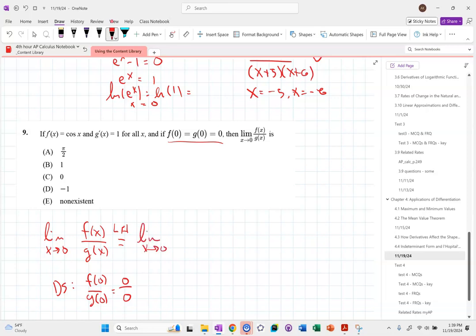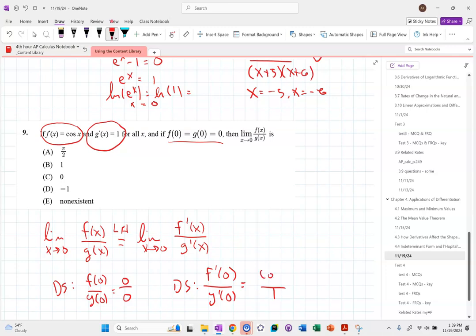To do L'Hopital, we just take the derivative of the top over the derivative of the bottom, and then we try to direct substitute again. So that would be f prime of 0 over g prime of 0. We're told that g prime of 0 is 1, and f prime is cosine. What's cosine of 0? That's 1, right? So I'm left with 1 over 1. So it should be 1. I think that's supposed to be an f prime there.